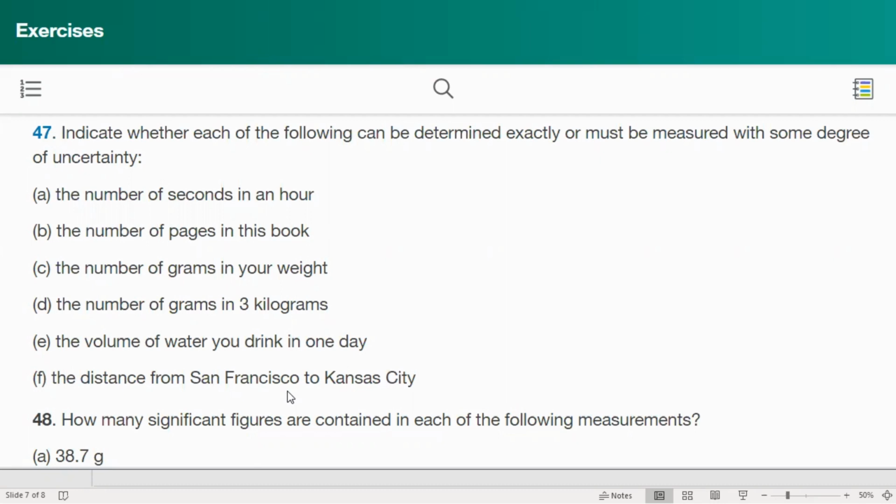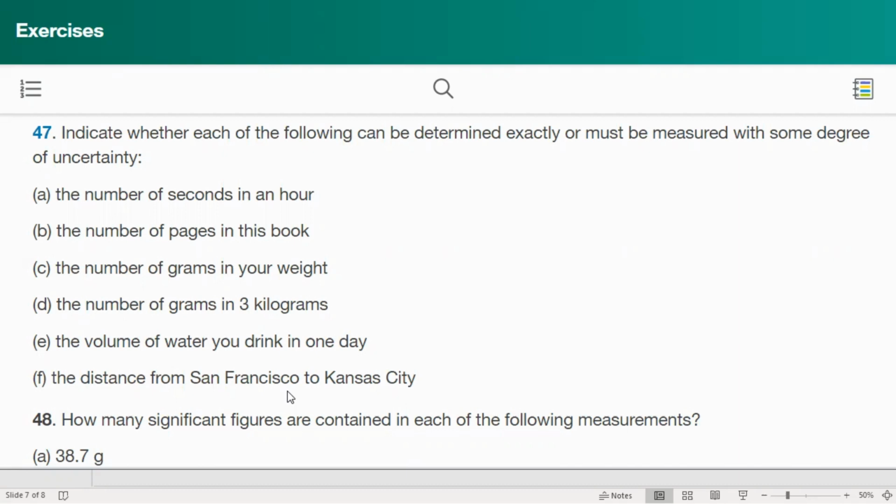C, the number of grams in your weight. All of our measuring devices would have uncertainty because the exact number of grams cannot be practically determined. I mean, hypothetically, one could count all the atoms or whatever, but we don't have any means of measuring that. So that would be measured with some degree of uncertainty, and the answer key agrees with that.